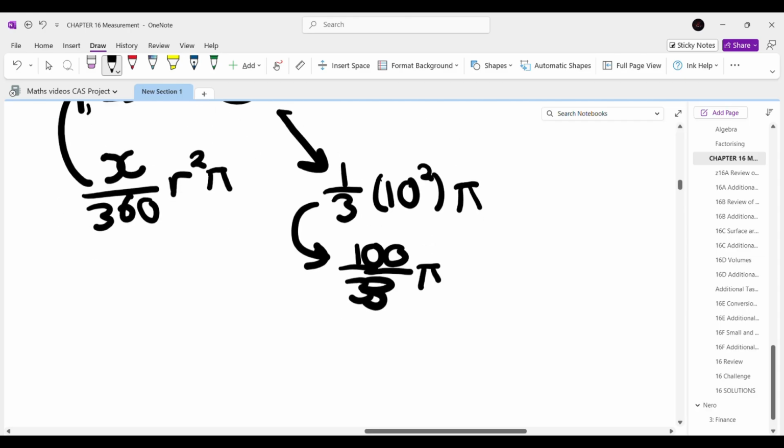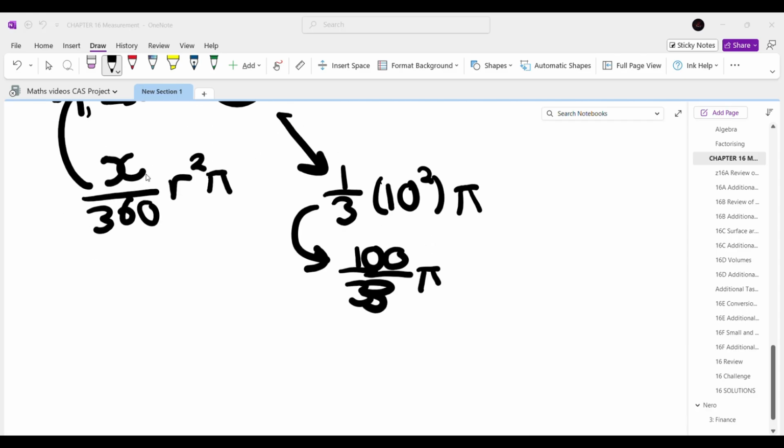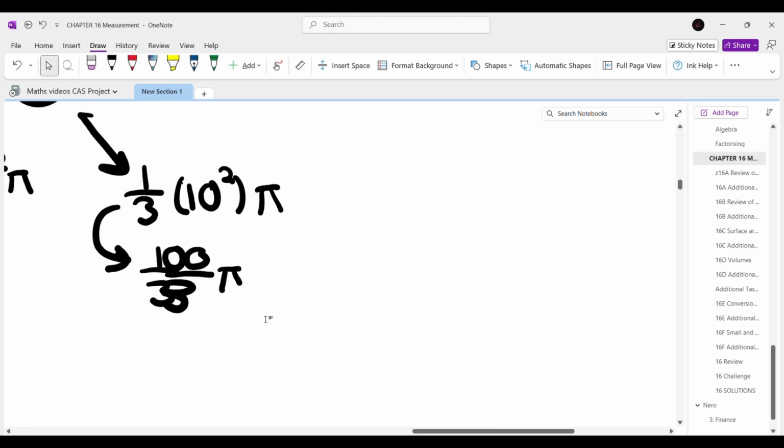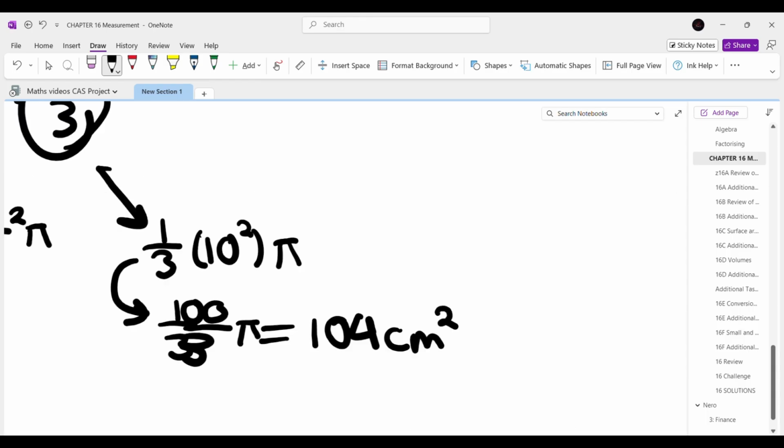Now, obviously, you can simplify this down using a calculator, and I'm going to be doing so. So it's just 100 divided by 3 multiplied by pi. Just using the simplification of pi, and in the end, we end up getting it's approximately equal to 104 centimeters squared.